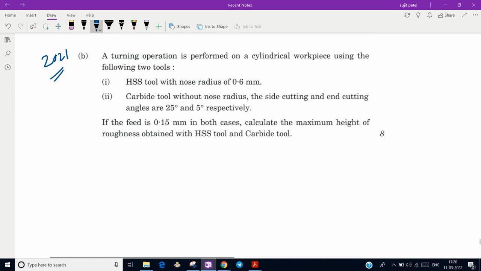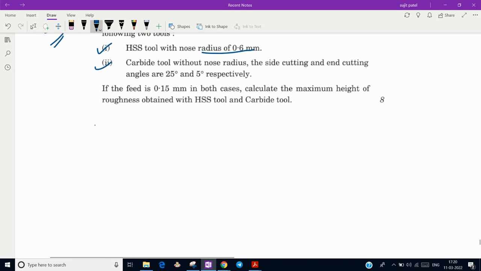So the first question is: a turning operation is performed on a cylindrical workpiece using the following two tools. The first one is an HSS tool with nose radius 0.6 mm and the other is a carbide tool. So here we will write HSS tool and carbide tool. The HSS tool has nose radius R equal to 0.6 mm.